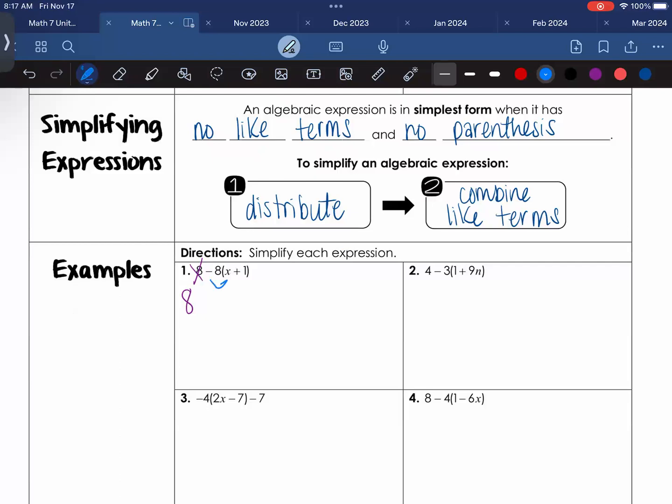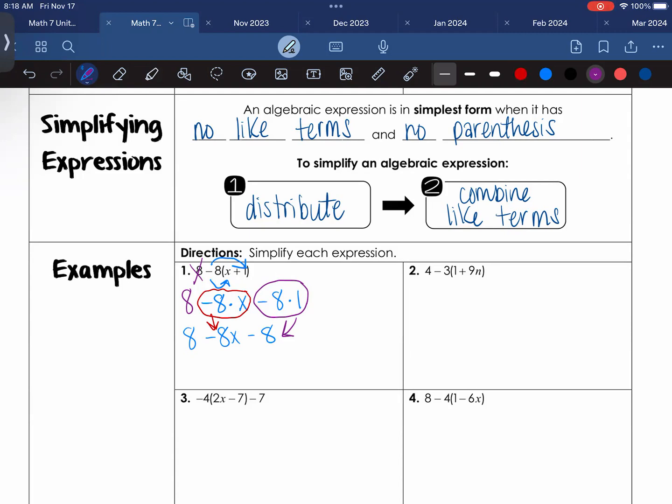So I have negative 8 times x, and I have negative 8 times 1. So I'm going to get negative 8 times x, and I'm going to get negative 8 times 1, or minus 8 times 1, same thing. So what we get here is 8, and then minus 8x minus 8. I just multiplied these two together and it just stays like this. And then I did negative 8 times 1 and you get negative 8. All right, we are done distributing.